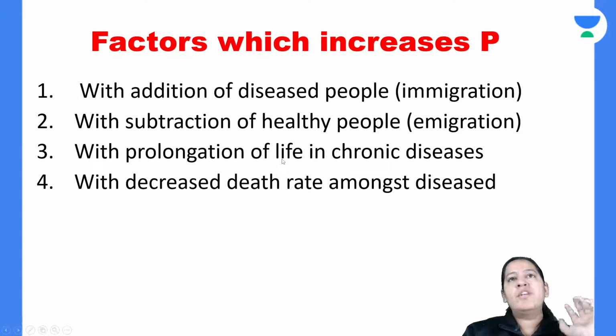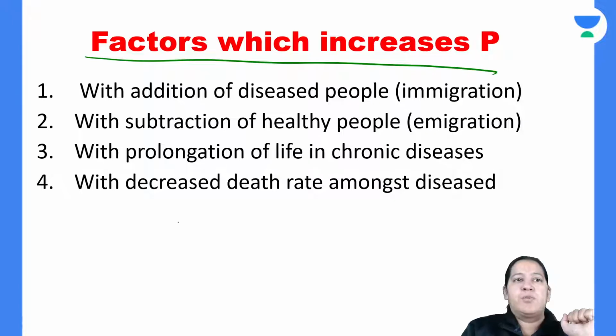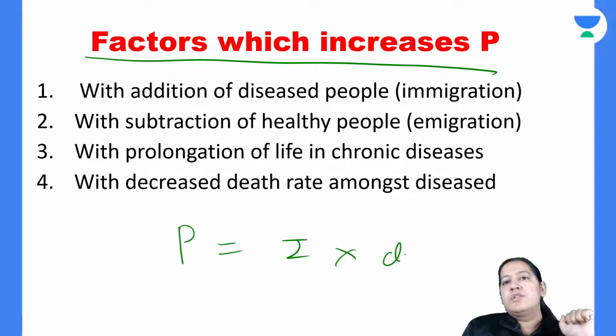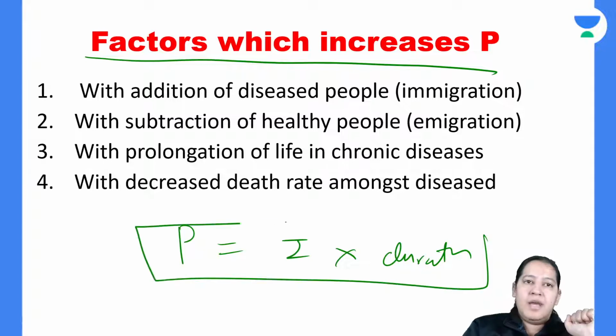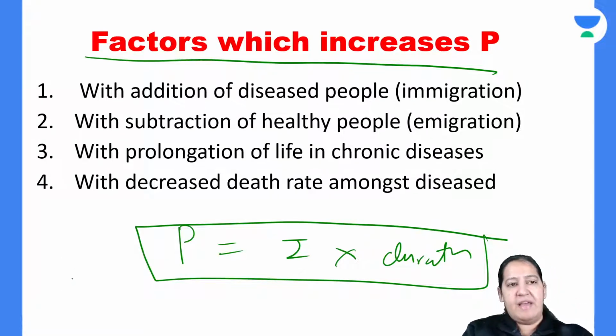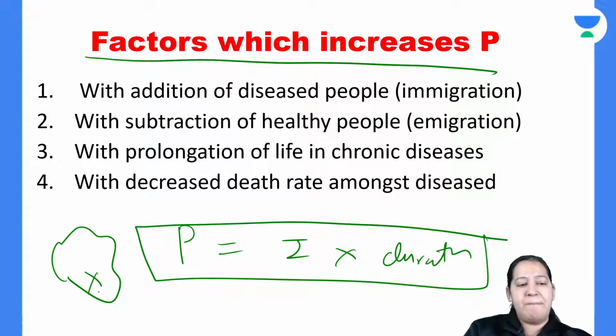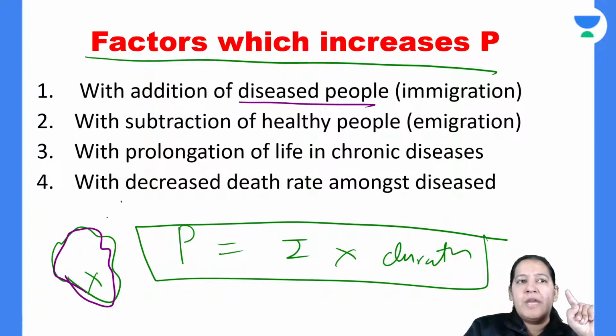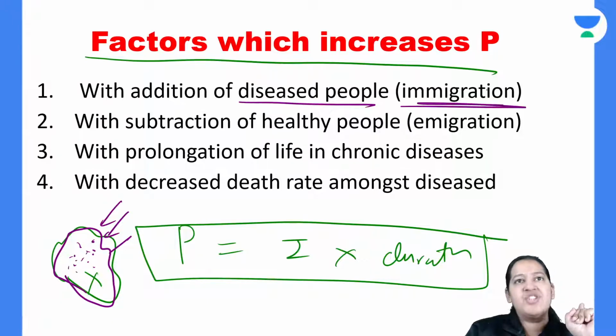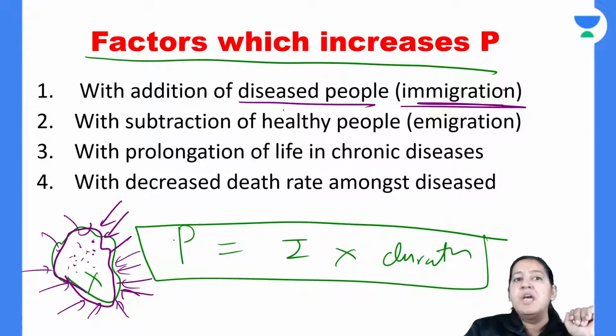Yes or no. So you tell me there are a few factors which increase prevalence. What is the formula? Prevalence is equal to incidence into duration. Just suppose you are residing in a city named X. This is the map of X. If diseased people are coming into your city and they are staying there, that is immigration of diseased people into your city. Just suppose many new people are coming into your city via train, water route, air route, and they are residing there. Of course the prevalence will increase, because you are increasing the new cases which have the disease.